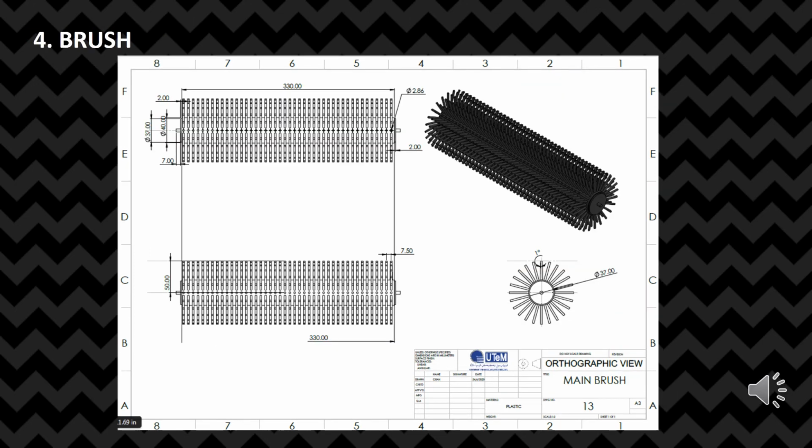Number 4 is brush. Look at this drawing. We can see the length of this brush is 330 mm, and the diameter we used is 37 mm. This is the main brush, and the material is plastic. The main brush is placed at the front of our project.